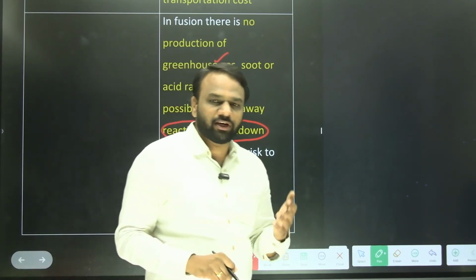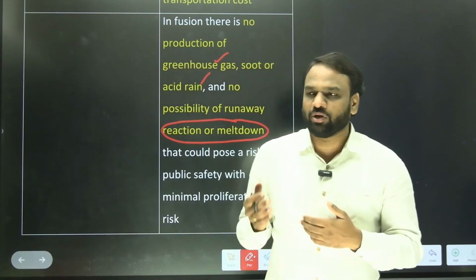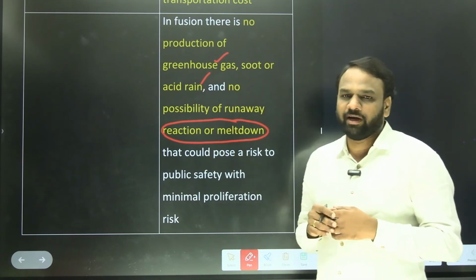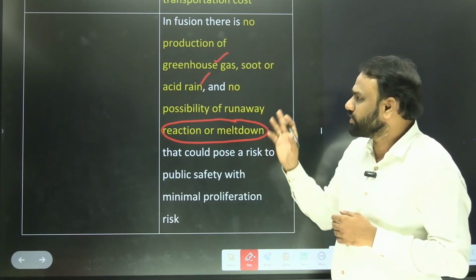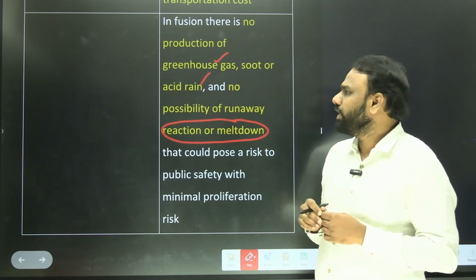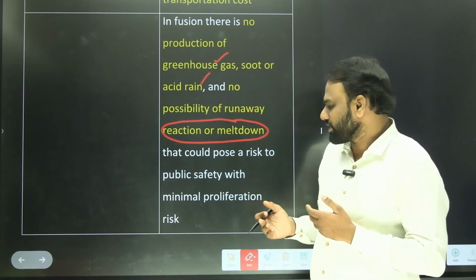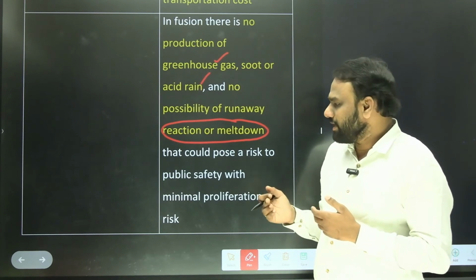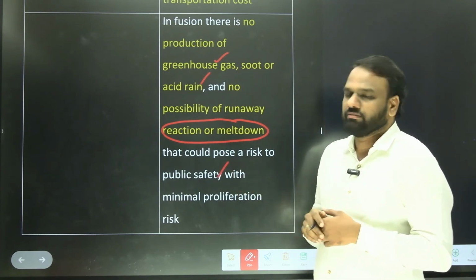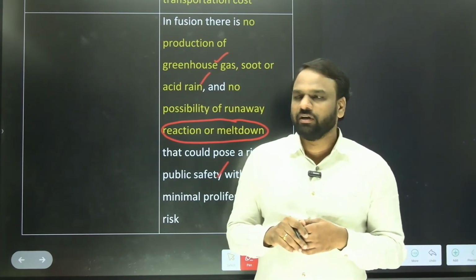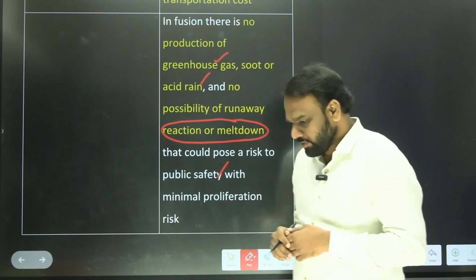So what is acid rain? What are greenhouse gases? Already we have discussed these topics in our environment related discussions. You can watch those videos to revisit the things related to greenhouse gases and acid rain. So when it comes to proliferation or harm, there is less harm from fusion reaction. Less harm from fusion reaction. This is a very important point to note.